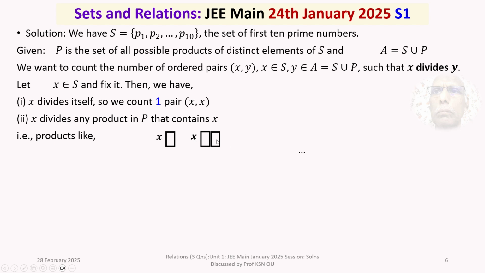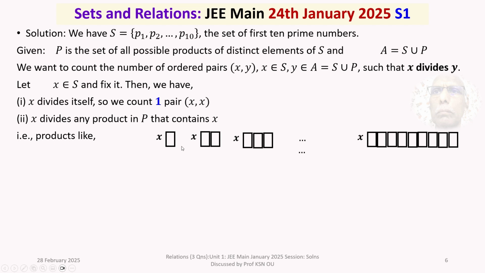So these 2 blanks are to be filled up with the elements of S. Product of 4 elements containing x. Then these 3 blanks are to be filled with the elements of S. What are all possible ways of filling up these things? At the end, the product of 10 elements, one of the elements is x. So you have to fill up these 9 blanks with these elements of S.